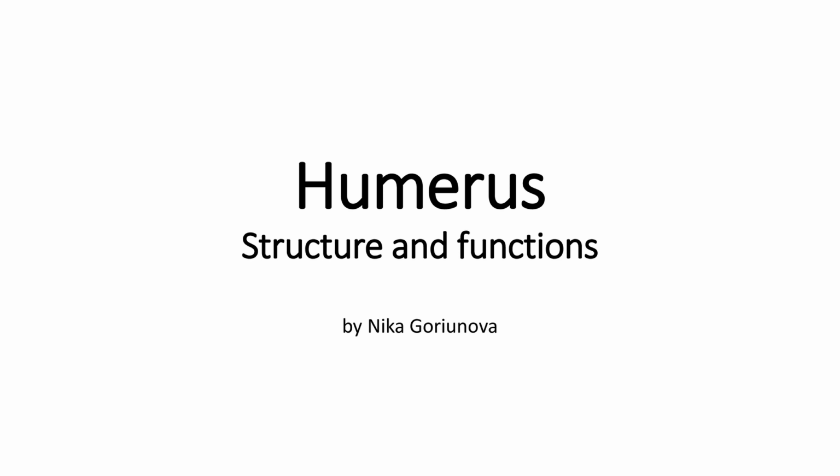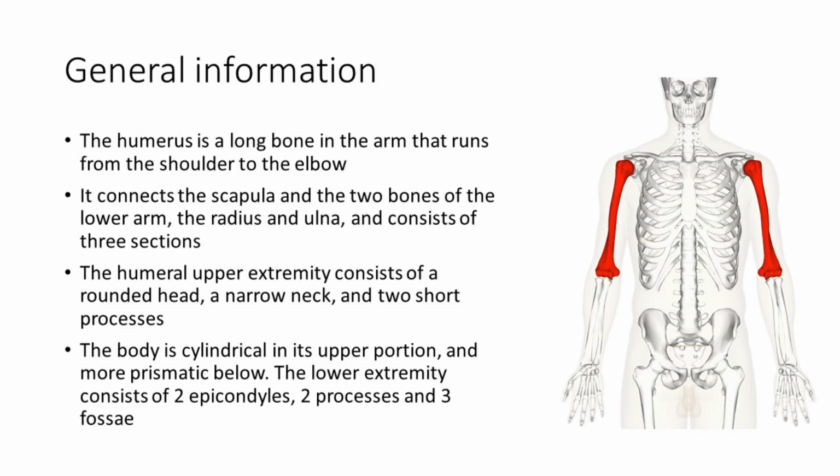Today, I will tell you about its structure. But first, let's start with some general information about it. The humerus is an elongated bone in the arm extending from the shoulder to the elbow.